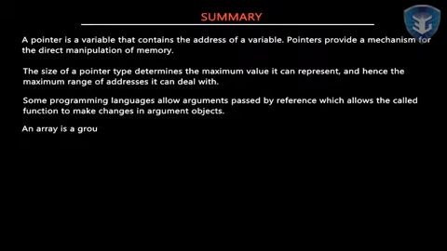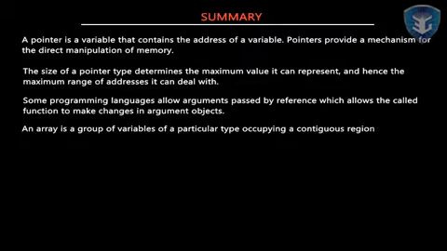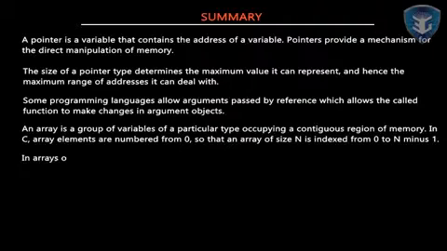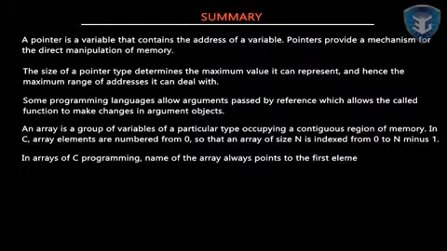An array is a group of variables of a particular type occupying a contiguous region of memory. In C, array elements are numbered from 0, so that an array of size n is indexed from 0 to n minus 1. In arrays of C programming, the name of the array always points to the first element of an array.